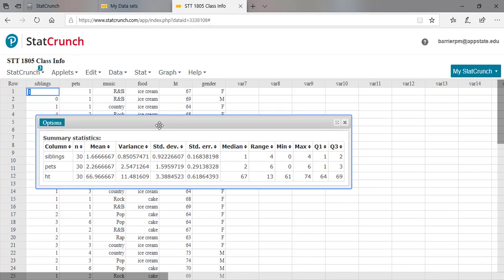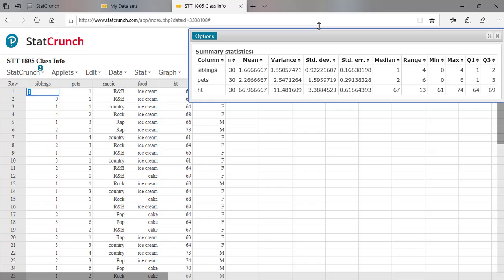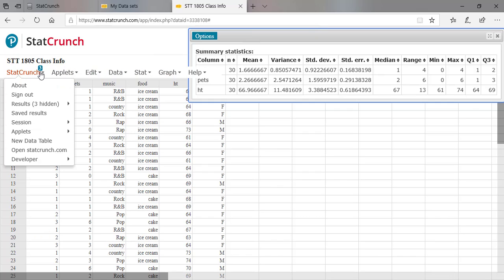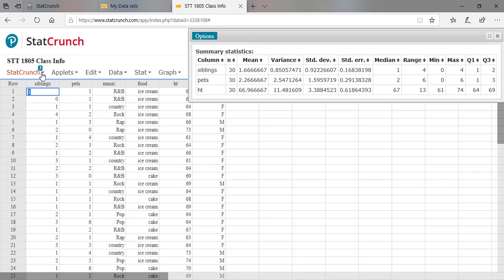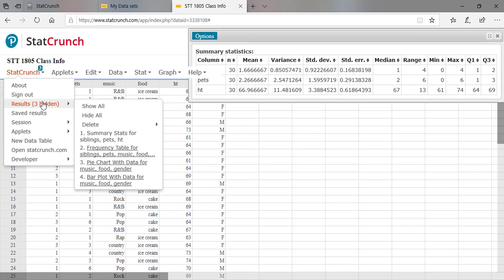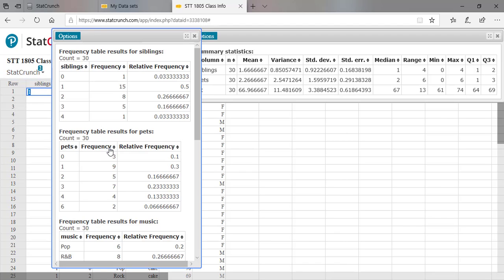This is looking at the quantitative variables that we are about to explore more. Let's go back and take a look at some of the other graphs too, just to help refresh everyone's memory. It looks like we have a frequency table for siblings, pets, and music.